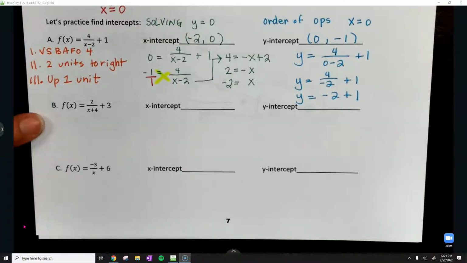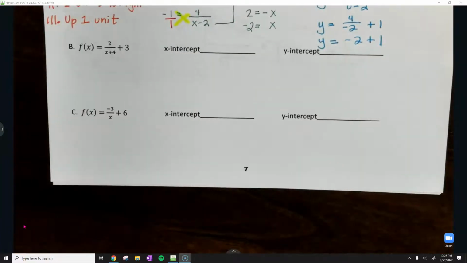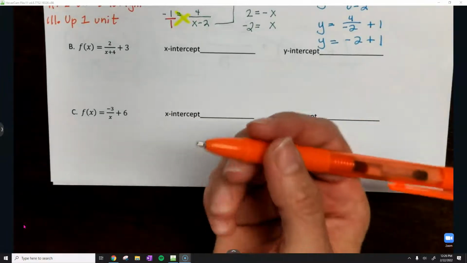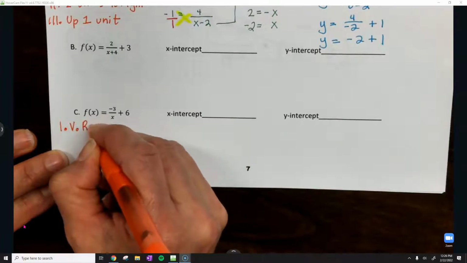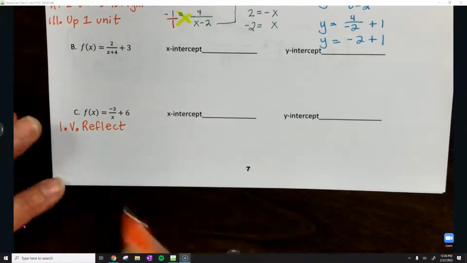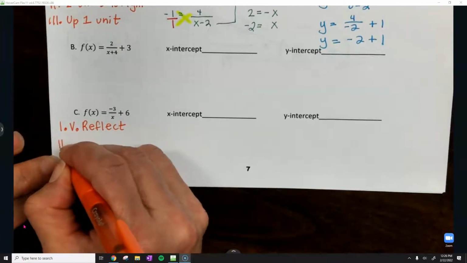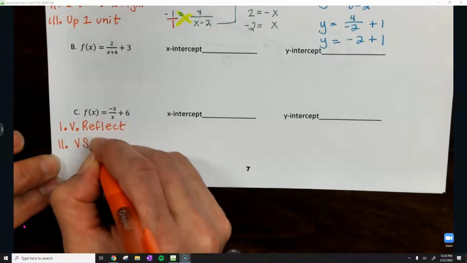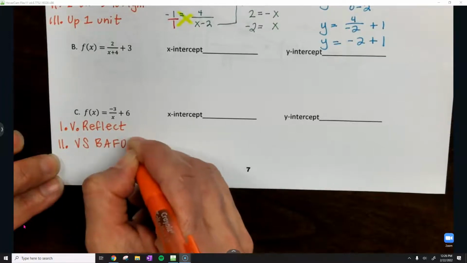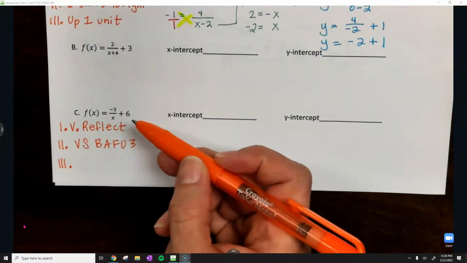And guys, I'm going to skip B. It's similar to A. I'm going to go to C. Let's talk about C. All right, so to start off with C, let's list all the transformations. First of all, on C, guys, you have a vertical reflection. And I know it's a vertical reflection because that 3 is negative. But remember, that 3 also stands for something. You also have a vertical stretch. And remember, it's by a factor of 3. And then we have one more, guys. This graph has been slid up 6 places from the parent function.